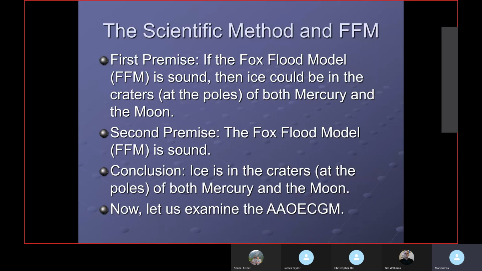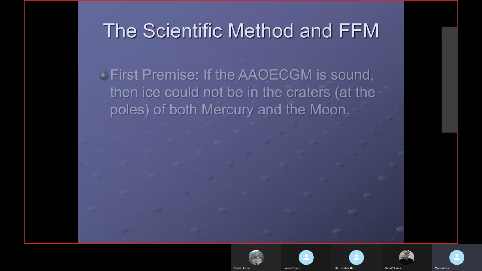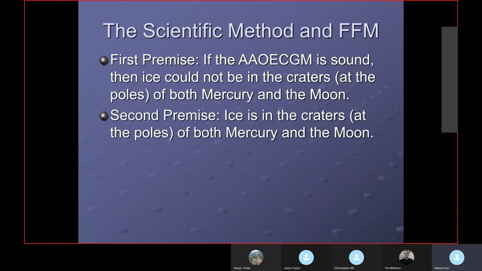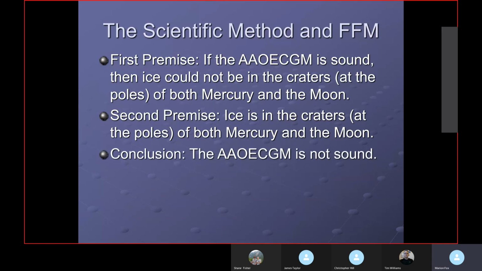So let's examine the atheist agnostic old Earth creationist geological model to see how it fits. If this model is sound, then ice could not be in the craters at the poles of both Mercury and the Moon. Now, it might have been on the Moon, but not on Mercury. Here's the problem. And we'll show the problem with the Moon as well. There is ice in the craters of both Mercury and the Moon. They found it there, and so it's in both of them. They were greatly surprised to find ice in the polar regions of Mercury. But my conclusion is the atheist agnostic old Earth creationist geological model is not sound.